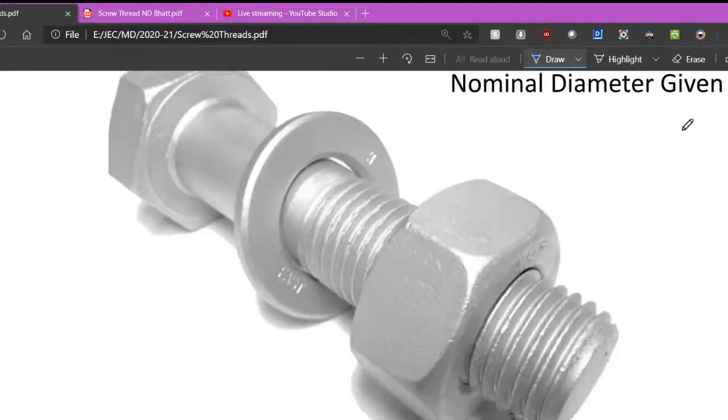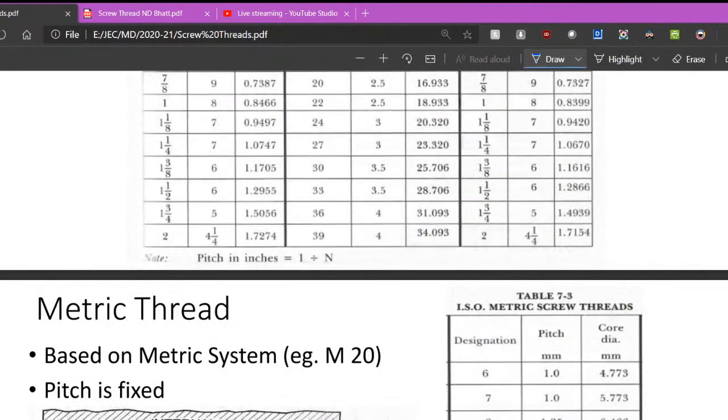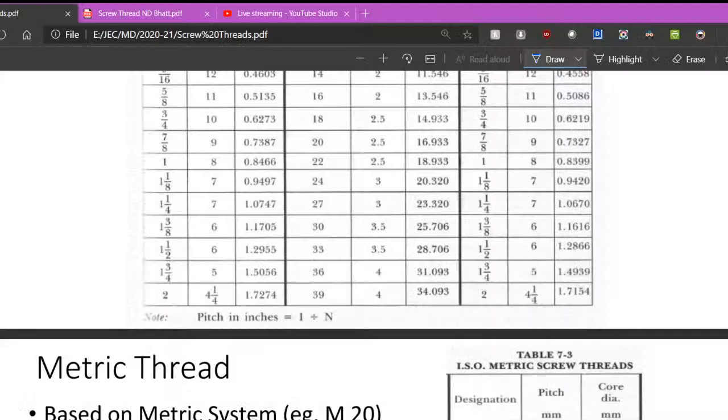So now you see what's wrong. Just wait a minute.